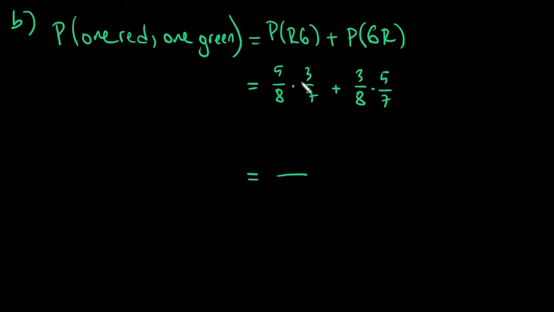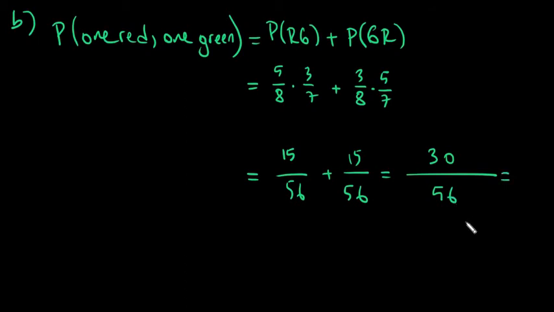Multiply the numerators. 5 times 3 is 15, and denominators, 8 times 7 is 56, plus 3 times 5 is 15 over 8 times 7, 56. We have the same denominators, so we just add the numerators. 15 plus 15 is 30 over 56. And now we divide both numerator and the denominator by 2.